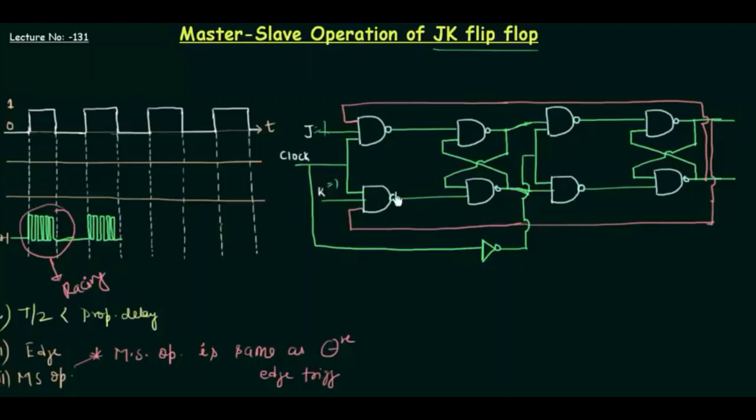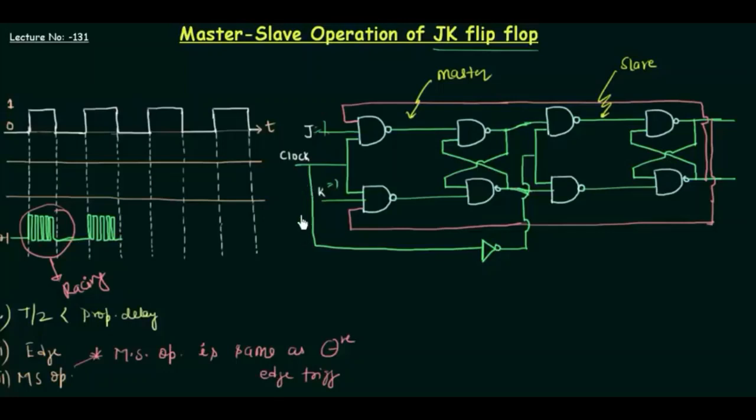This first stage, these are actually the two flip-flops. This one is my flip-flop 1, this one is my flip-flop 2, and this flip-flop I call as the master. So let me write it down. This flip-flop I call as the master, and this flip-flop I call as the slave, and because of this only they are called master slave. Now I will explain why it is called master and why it is called slave.